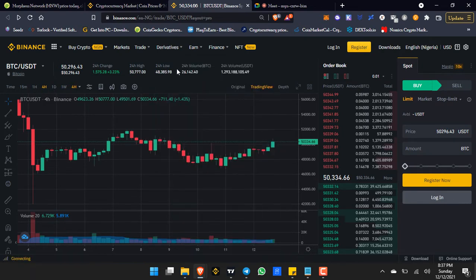Now the next one shows the volume, the total volume of Bitcoin that has been traded today, right? This one here now tells you the total volume in USDT. So this is the value in USDT for this amount of Bitcoin, right? So that is what this is.